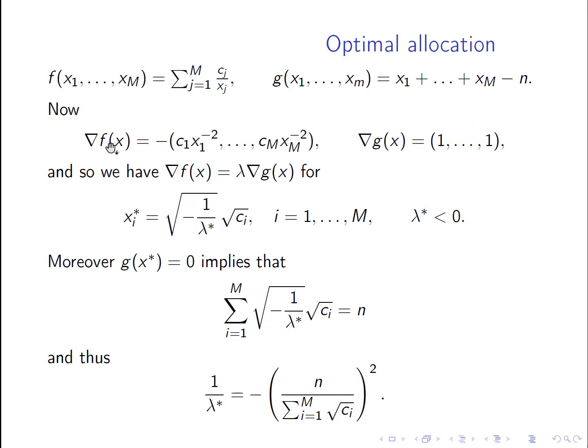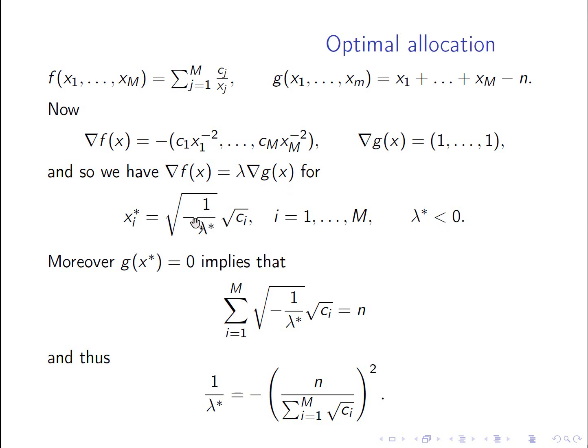Okay, so this is the gradient of f, this is the gradient of g, and now we need to look at the condition that the gradient of f equals lambda times the gradient of g. And so we have to multiply by lambda and then look at the conditions, which gives us that all components are equal, and this is what we get. So xi star is given by the square root of minus 1 divided by lambda star times the square root of ci. Well, if you plug this in, you will directly see this is the xi which does the trick. And of course, because we have minus 1 over lambda star under the square root, lambda star has to be negative.